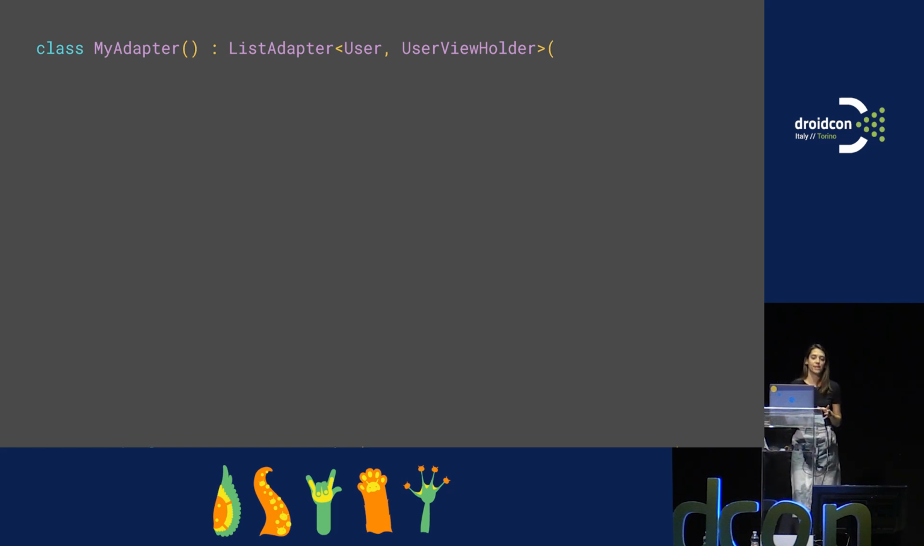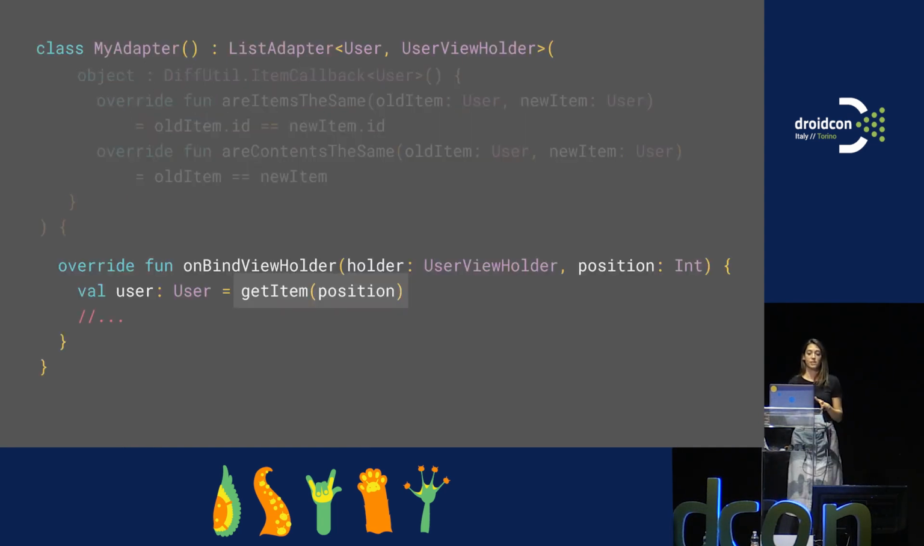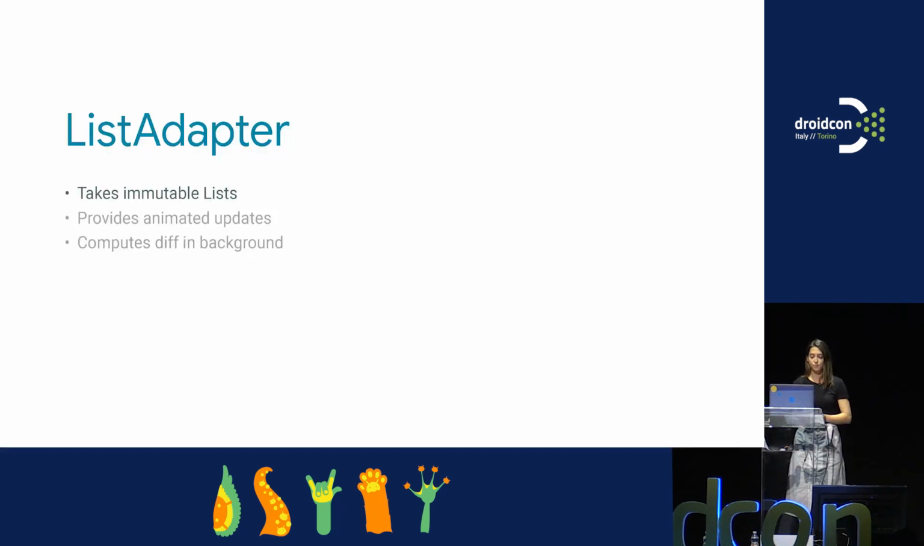What's different also is that you need to implement an item callback. Practically, the adapter needs to make a difference between the old and the new list, and in order to do this, it needs to know how to compare the items. So in this callback, you're telling the adapter how to tell whether two items are the same and whether the contents of the items are the same. And then in the onBindViewHolder, you would just get the item, and you would get a non-nullable result back, and you would bind it as usual.